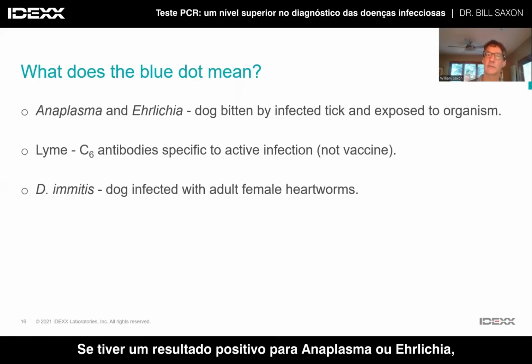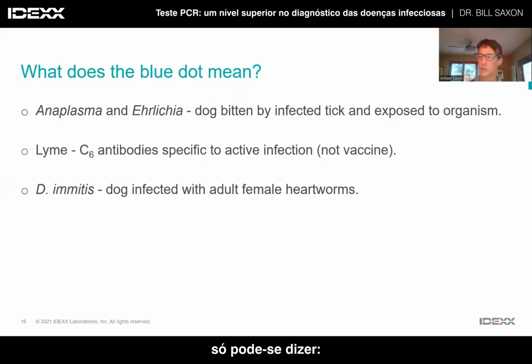So if you get a positive for Anaplasma or Ehrlichia, all you can say is, yep, that dog has been exposed to that organism. Then you have to go through the process we talked about to determine if that indicates active disease or past infection or residual titer, okay?